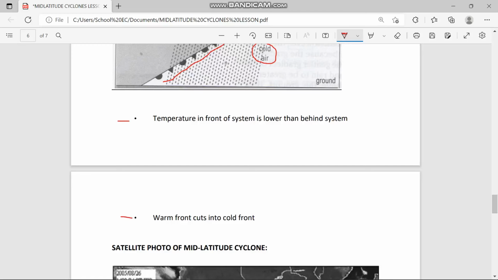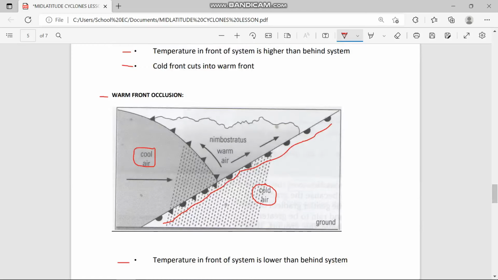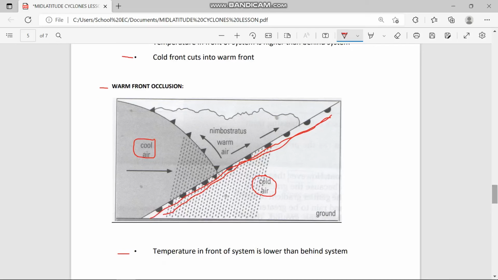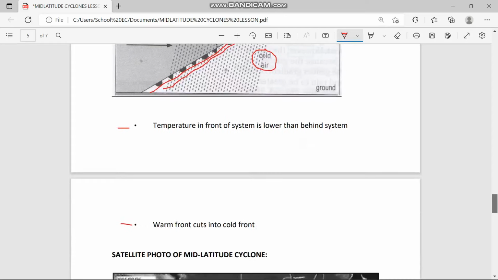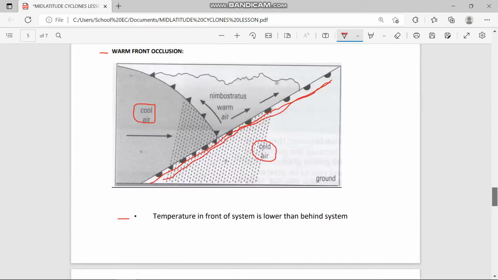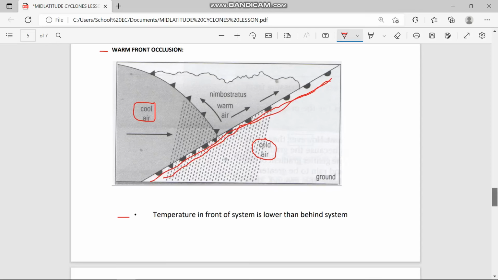So the warm front cuts into the cold front, as you can see that the warm front has cut into the cold front, resulting in this scenario whereby the temperature in front of the system is now lower than behind the system. You must know that, guys. Okay, you must know that very, very well. It's going to come out during examinations. Please don't forget what I told you.